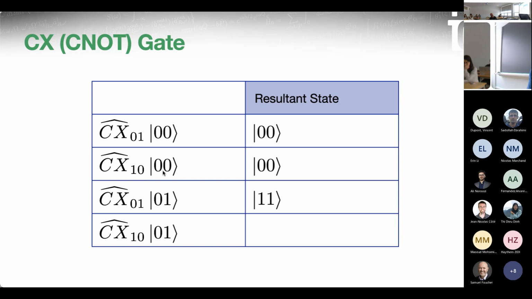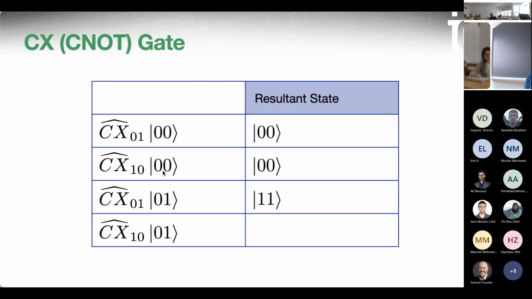Okay. What about the next one? Which one is the control qubit? It is the first one on the indices, which is the 0. Now I go for my qubits. What's the state of qubit 0? It's 1, because it's the one on the right. So I flip the one on the left, which is the target.